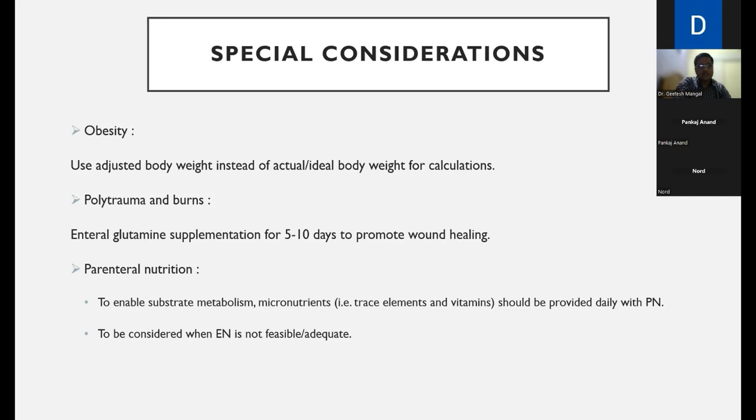There are some special considerations like obesity, where we have to use the adjusted body weight for calculations of protein and energy requirements. In polytrauma and burns patients, we supplement enteral glutamine for the first week or so. And if we are giving parenteral nutrition, then we have to pay special attention to provision of micronutrients, which are usually there in the premixed, ready-to-mix bags that we usually get. They have to be there in the formulation we are using. Then parenteral nutrition should be considered when enteral nutrition is not feasible or is inadequate. So we can give complete parenteral nutrition, or bridge until adequate enteral nutrition is established, and then wean to complete enteral nutrition.